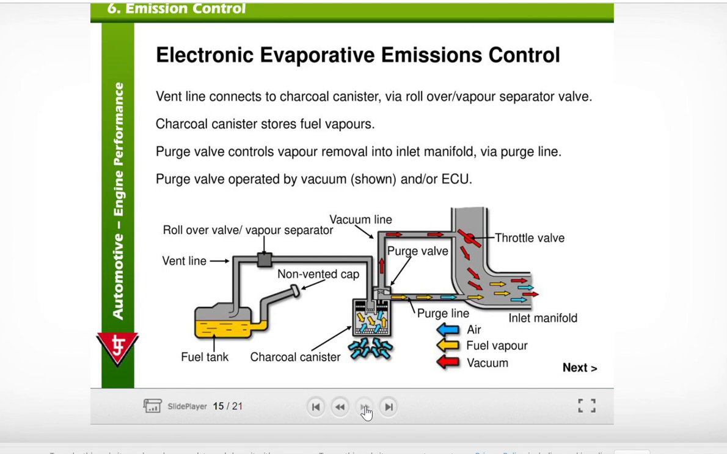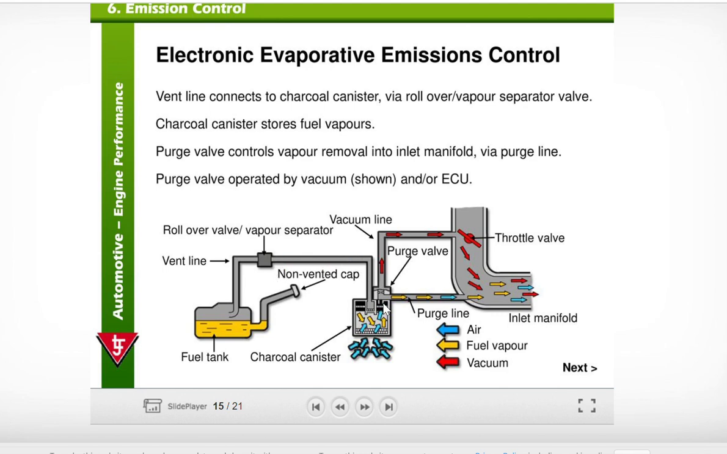Now, if we look at this diagram here, it shows an electronic evaporative emission control. So we have our fuel tank on this end, and our tank is not vented, so it does not allow vapor to leave. However, the vapor is picked up through a vent line, and we have a roll-over valve or vapor separator that stops any fluid from passing through here. Even if the vehicle overturns, no fluid can go past here.